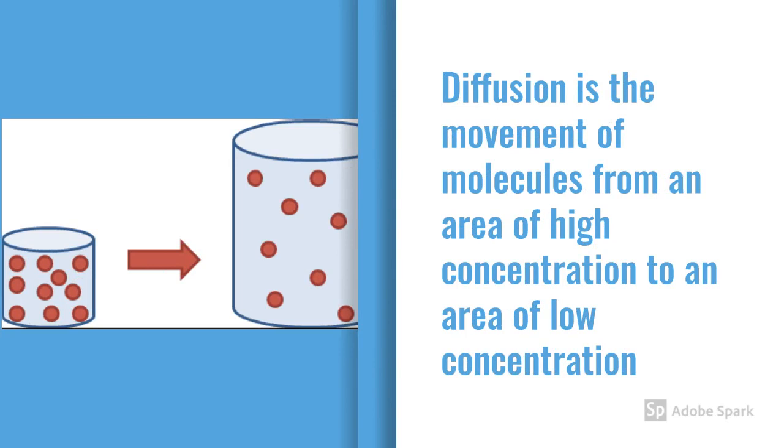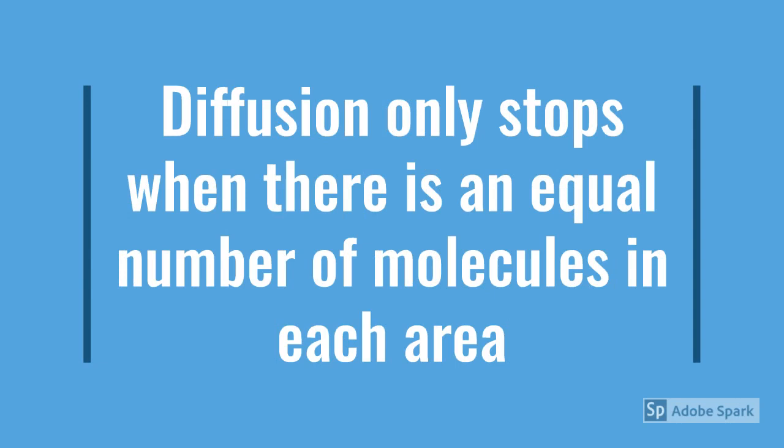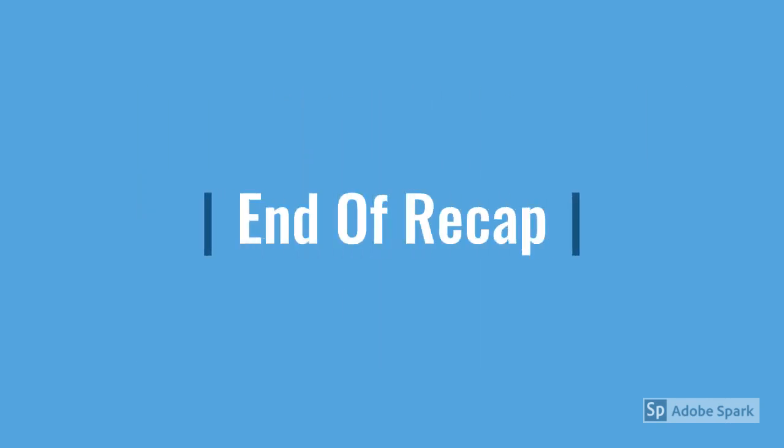This is a really important phrase, and so you will need to embed that into your memory as much as possible. The process of diffusion will only stop when 50% of each molecule is on both areas. This is just because of the random movement of the molecules. Now, that's the end of the recap.